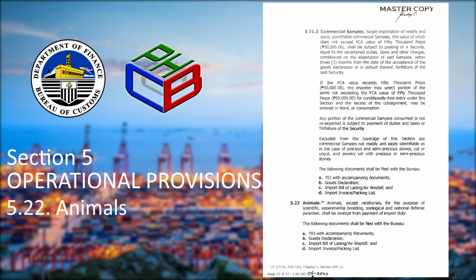5.22 Animals. Animals, except race horses, for the purpose of scientific, experimental breeding, zoological and national defense purposes, shall be exempt from payment of import duty. The following documents shall be filed with the Bureau. A. ATEI with accompanying documents. B. Goods Declaration. C. Import Bill of Lading, Airway Bill, and D. Import Invoice, Packing List.